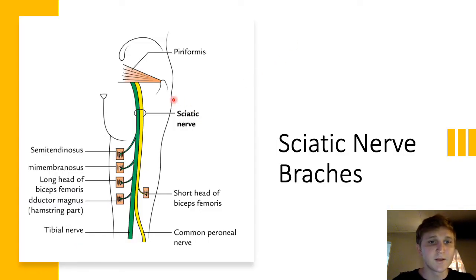So here we have the sciatic nerve and its branches. After it runs past the piriformis, you can see it branches off and innervates these muscles. And then as we get down to about the knee, it splits off into the tibial nerve and the common peroneal nerve.